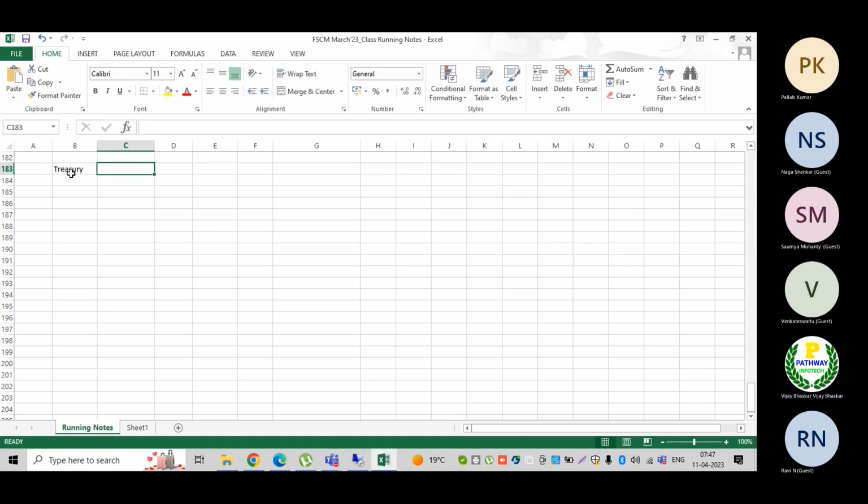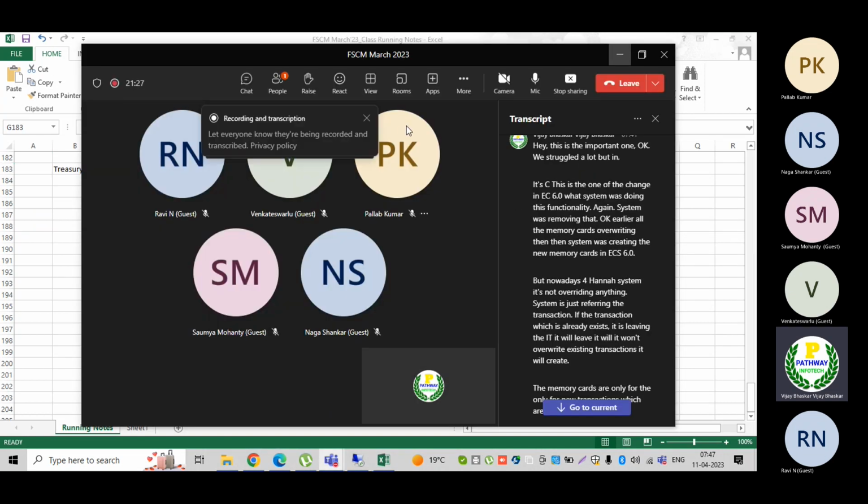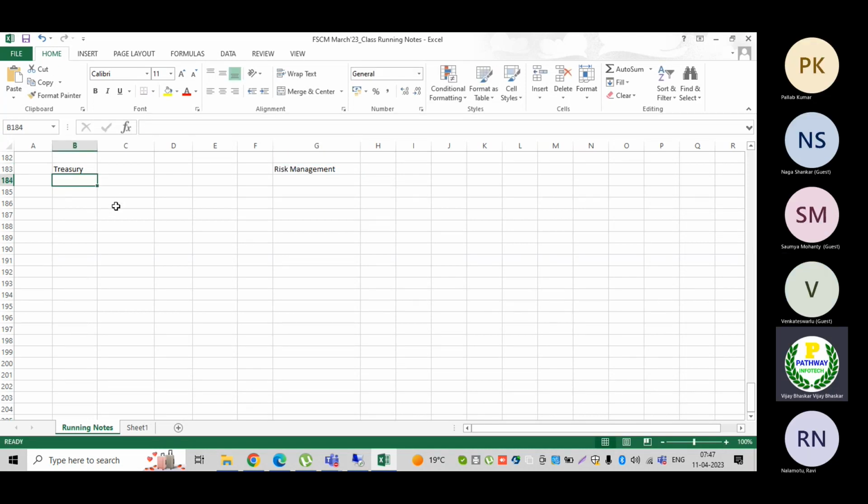Treasury. Now, everybody will think about treasury and risk management. Both are the same, but both will differ. Treasury is a separate application component, and risk management is a separate component. Under treasury, what are the topics which we are going to discuss? Let us see one by one.